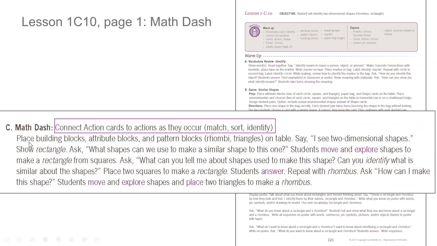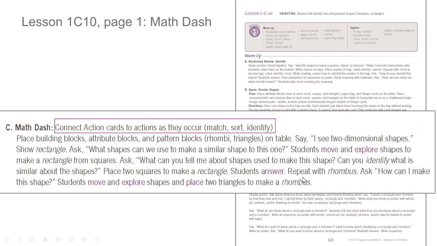Below that, the teacher places building blocks, attribute blocks, and pattern blocks, particularly rhombi and triangles, on the table. And the teacher says something like this: I see two-dimensional shapes, then shows the rectangle and asks what shapes can we use to make a similar shape to this one. Students move and explore the shapes to make a rectangle from squares. Ask, what can you tell me about shapes used to make this shape? Can you identify what is similar about the shapes? Place 2 squares to make a rectangle.